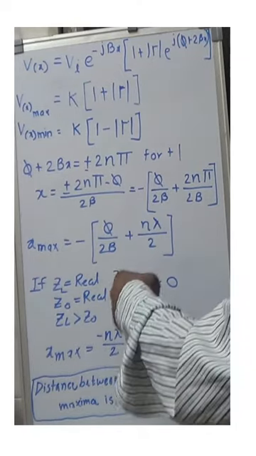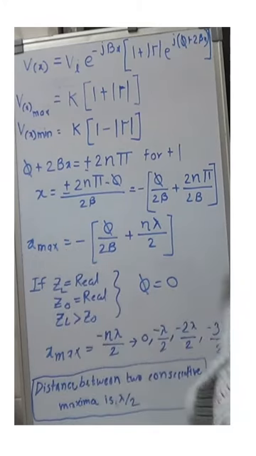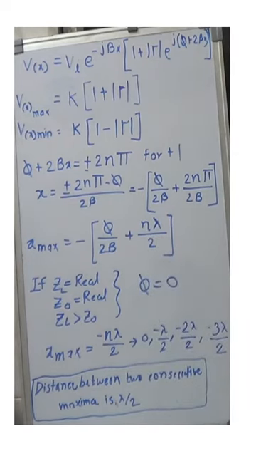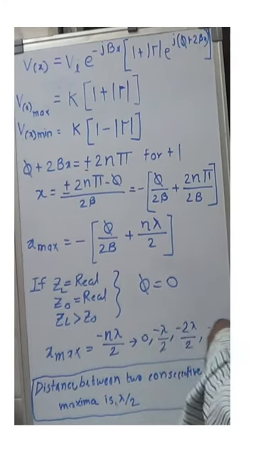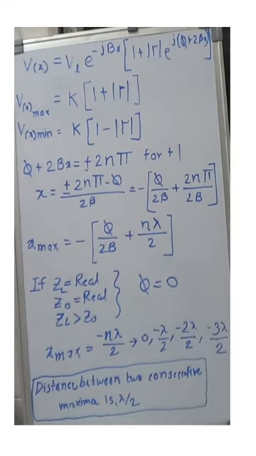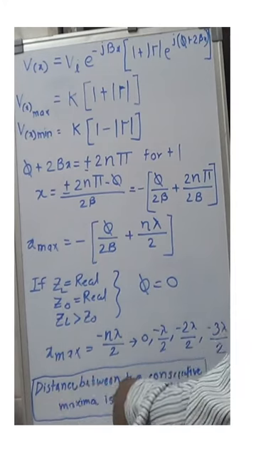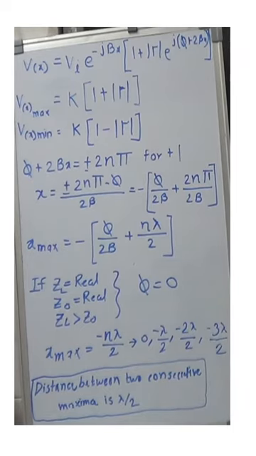So we are trying to find out the value of X maximum for this condition. So phi is equal to 0, if you put in this equation you will get n lambda by 2. So X maximum is equal to minus n lambda by 2. So if you put the value of n, then you will get 0, minus lambda by 2, minus 2 lambda by 2, minus 3 lambda by 2. Hence we can say that the distance between two consecutive maximum values we calculated is lambda by 2. So that is the distance between two maxima which we have proved.